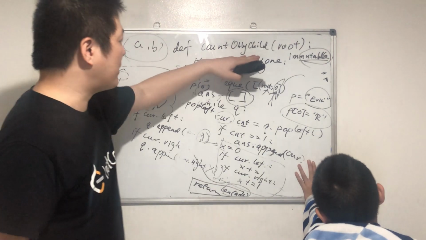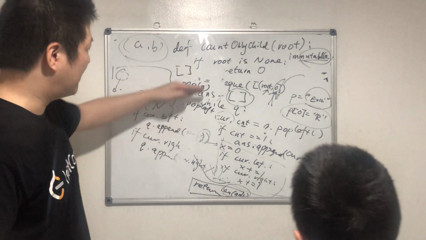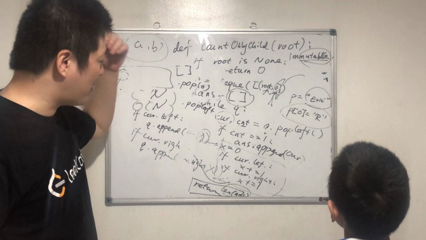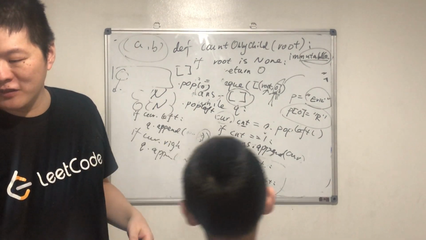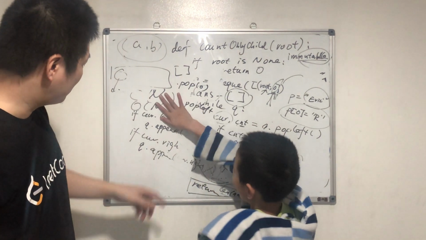So the counting only child using the breadth-first search, we put it in the queue and we take it out. The time complexity is O(n), when n is what? The number of nodes in the binary tree, yes. The same for depth-first search.